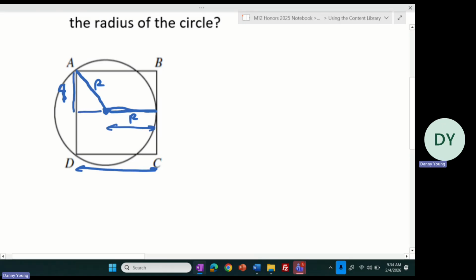So therefore, what's this part supposed to be? 8 minus R is correct. Make sense? So this part over here is 8 minus R. So what you end up getting is a right triangle. The right triangle looks like this. This part is R, this is 8 minus R, and this is 4. Now, do you guys know the Pythagorean theorem?